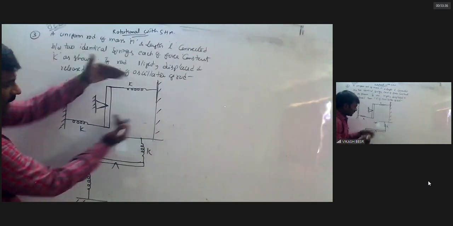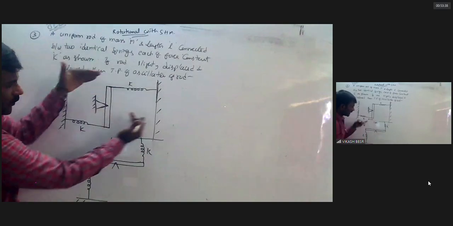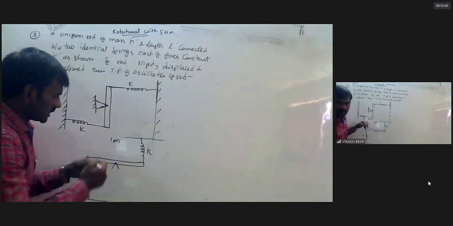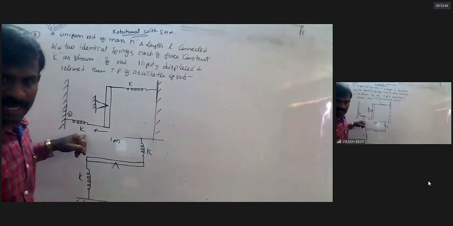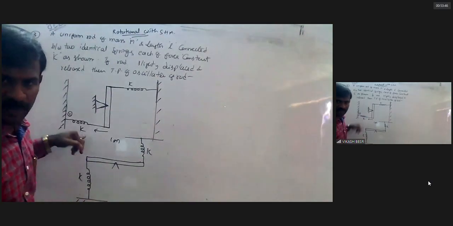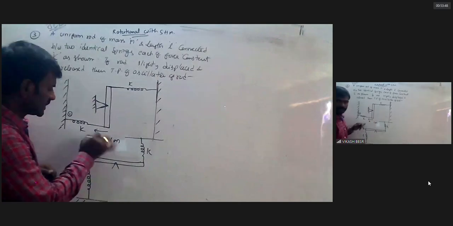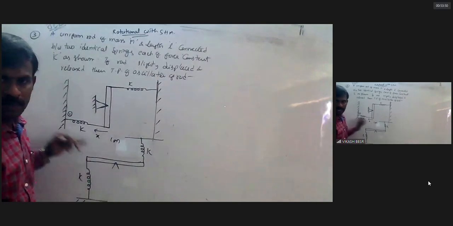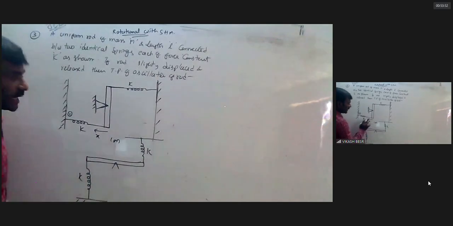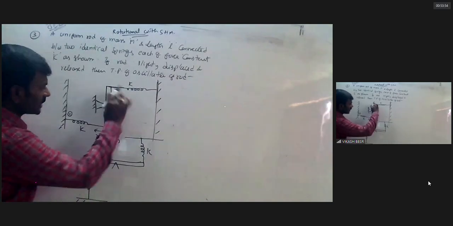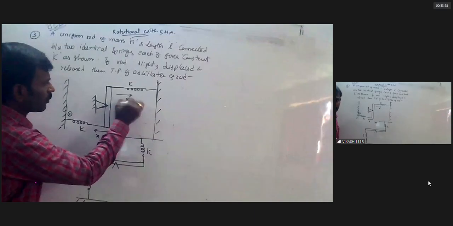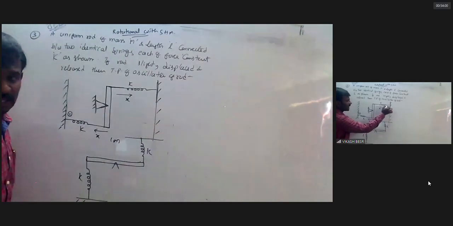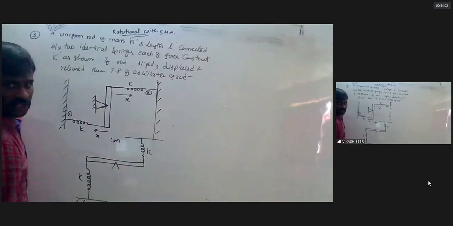When you push the rod leftward, what is the direction of the restoring force on spring one? Suppose the displacement is x. Right or left? Right side. At the same time, this side is moving like this, displacement. What is the direction of force on spring number 2?